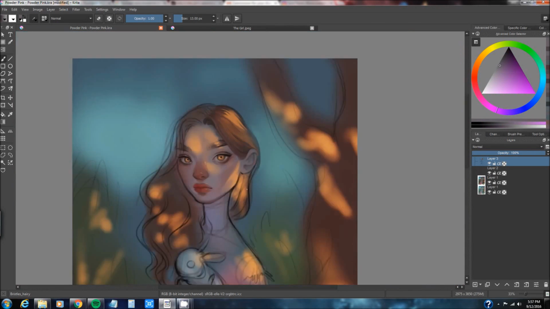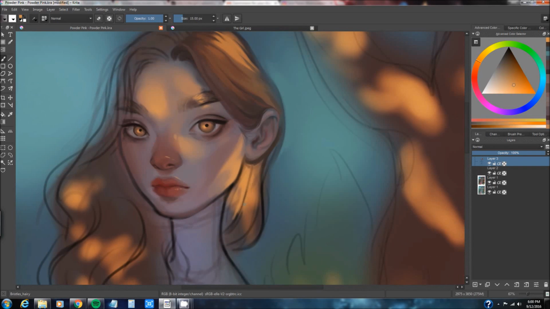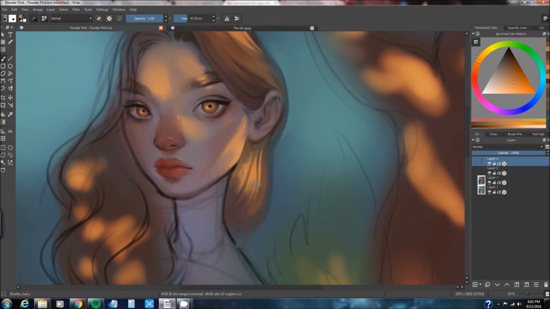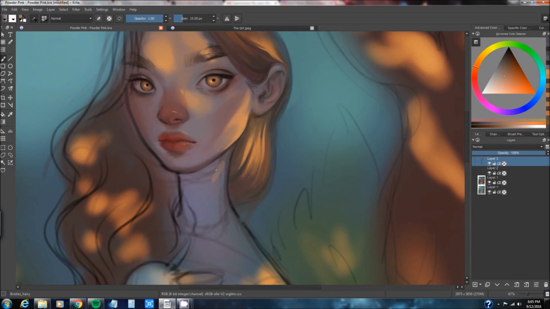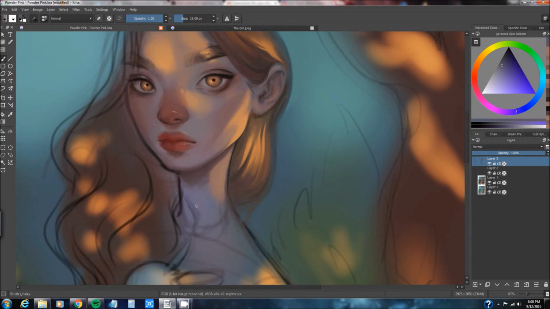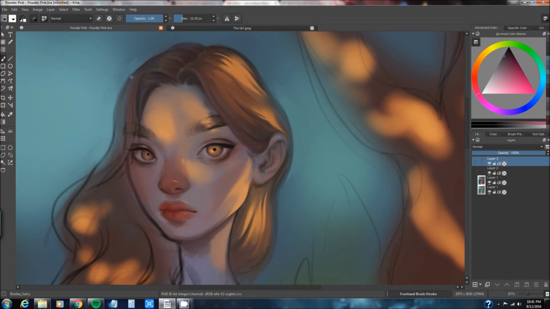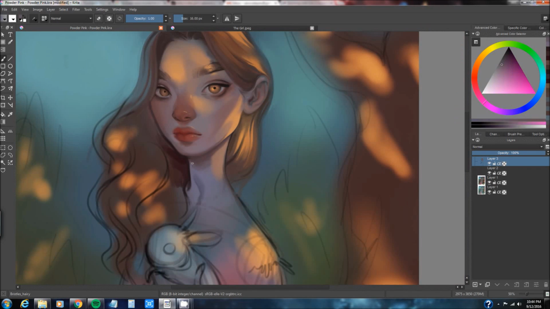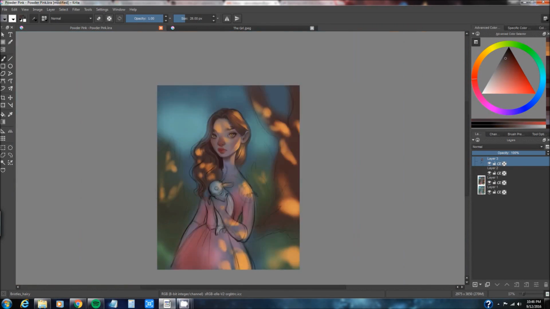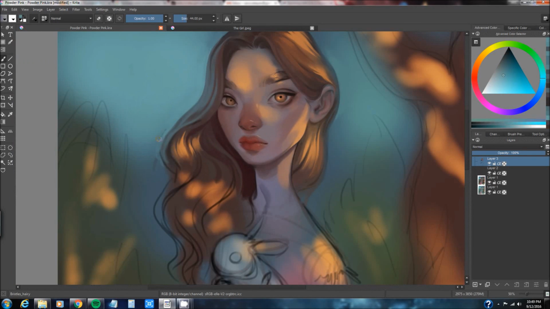Now that you know what your light source is going to be, where is it coming from? If it's natural lighting, obviously it's coming from the sun, so you have to decide where the sun is. In my painting, it's at sunset, so it's very low, and it's coming at her from the left side, pretty much directly from the left, or a little bit higher. So I determined where the light source is going to be, and I know how it's going to affect my subject.